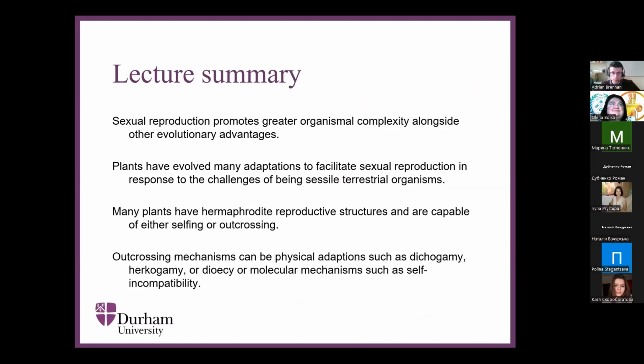Okay, so these are just the summaries of what I said, how sex goes along with complexity. Plants show great diversity of reproductive structures, and then we listed various kinds of outcrossing mechanisms, such as dichogamy, hercogamy, and so on.